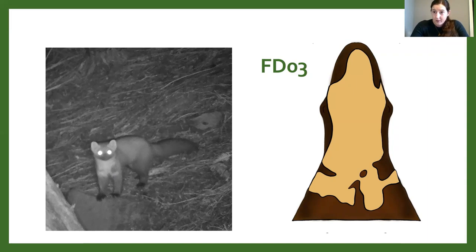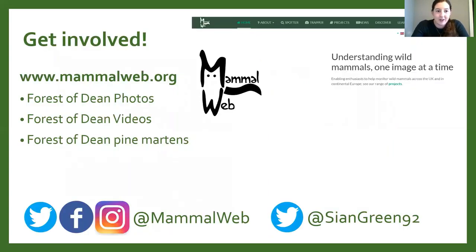So while it can be really difficult to identify individual pine martens from these bib patterns, it is possible as long as the pine marten is looking towards the camera, so we can see its bib. So we have actually created a new project on MammalWeb, inviting people to have a go at trying to identify these individual pine martens, which is really exciting. So it is difficult, but if you're interested, please do go and have a go. There are very few citizen science projects anywhere in the world asking people to identify individual animals like this. And this is the first one that we know of doing it for pine martens. So it's very exciting and it's very new. So if you would like to get involved, please do. You can get involved by going to our website, www.mammalweb.org, and joining up. So literally anyone and everyone is invited to come and have a go.